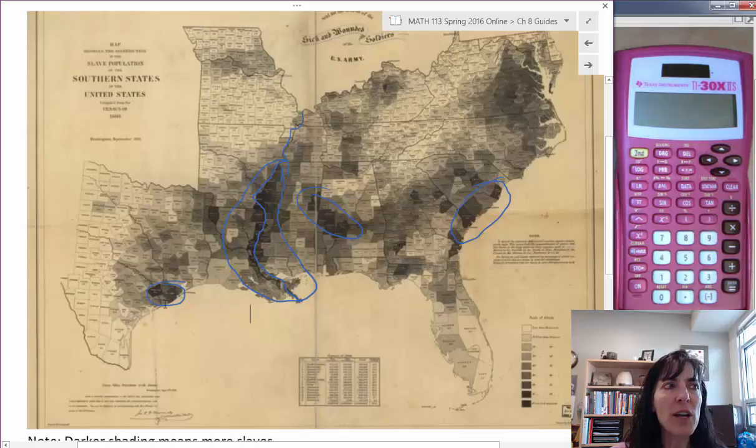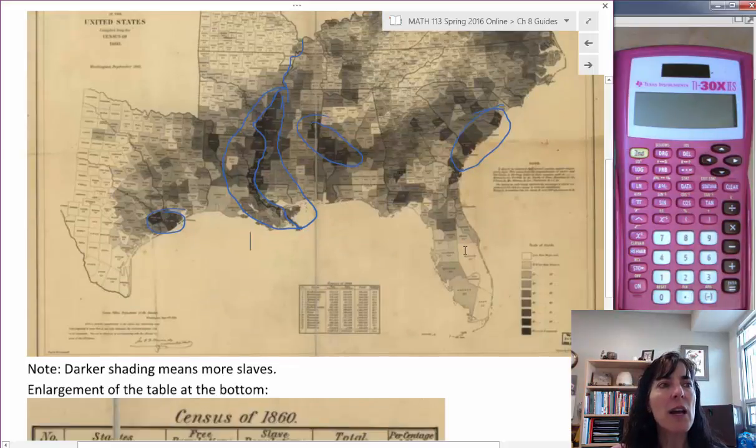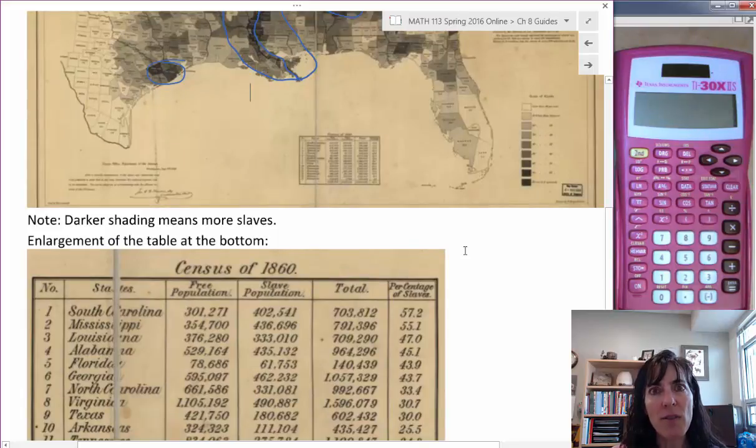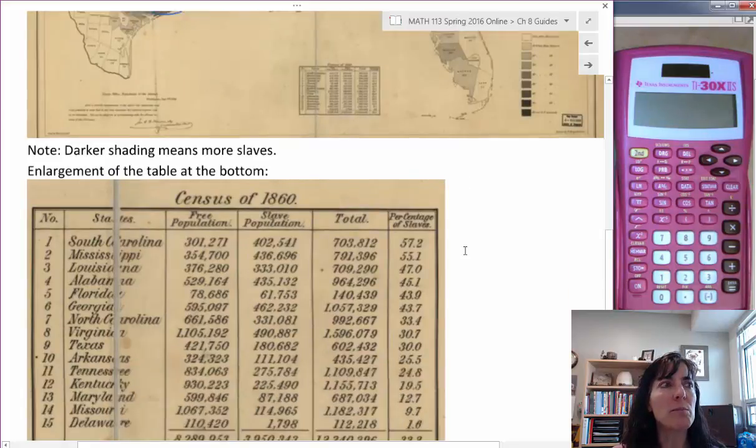And over here, anyone know what's going on here in eastern Texas? Yes, more growing, a lot more growing. And here as well. And then along the coast, that's where the tobacco plantations were. So along there, you're also going to see a lot of slave traffic. So this was a map that was made based on the census, and it was so easy to see where the biggest concentration of slaves were that Abraham Lincoln actually had it in his office so that he could figure out what was going on.